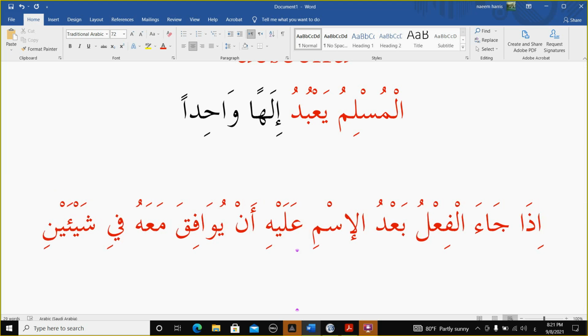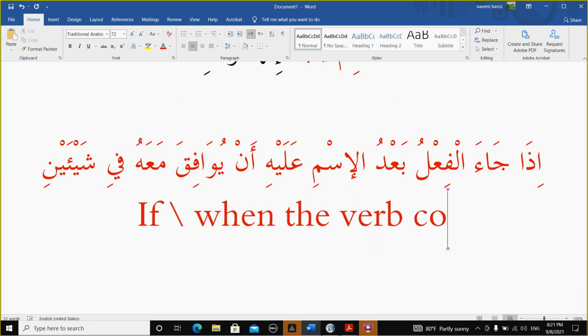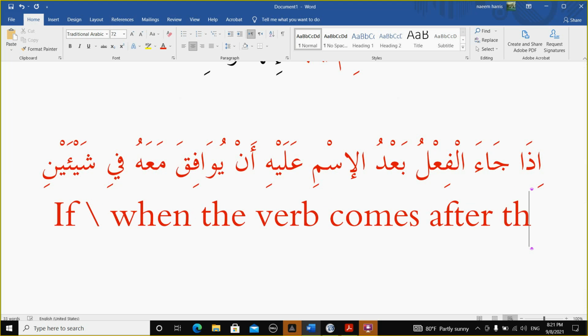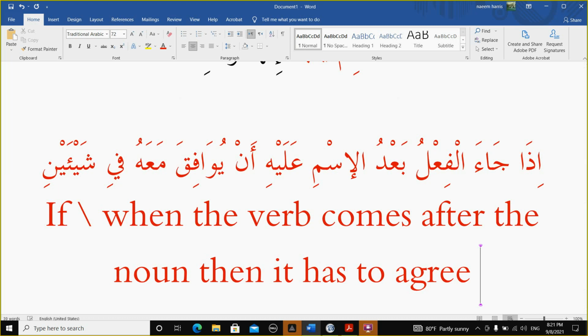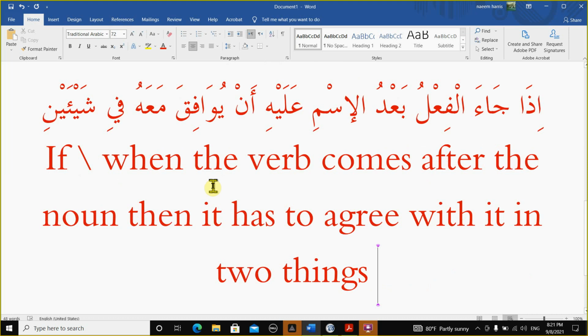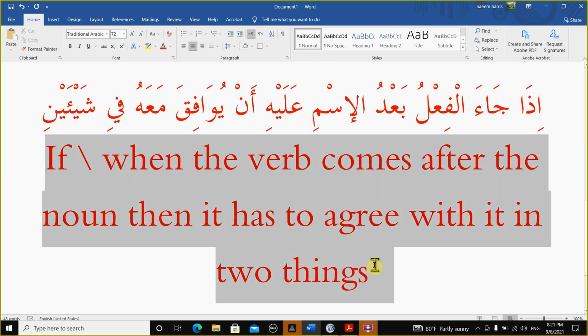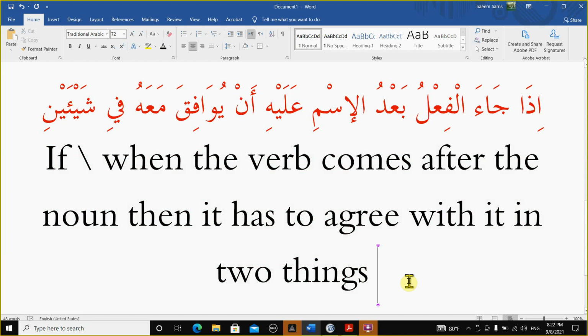If the verb comes after the noun, then the verb has to agree with the noun in two things. When the verb comes after the noun, then it has to agree with it in two things. إذا جاء الفعل بعد الاسم عليه أن يوافق معه في شيئين.